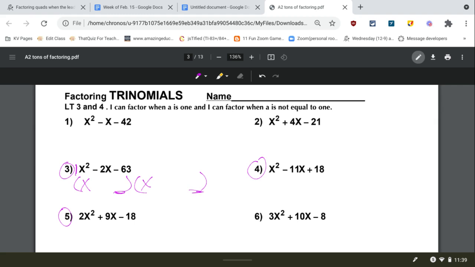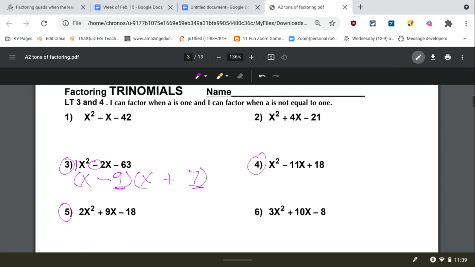But for these, I can use that trick. They have to multiply to 63 and subtract to give me 2. So I know it's 9 and 7, and they're different signs because the 63 is negative. The bigger number is going to be negative. So 9's negative, 7's positive.